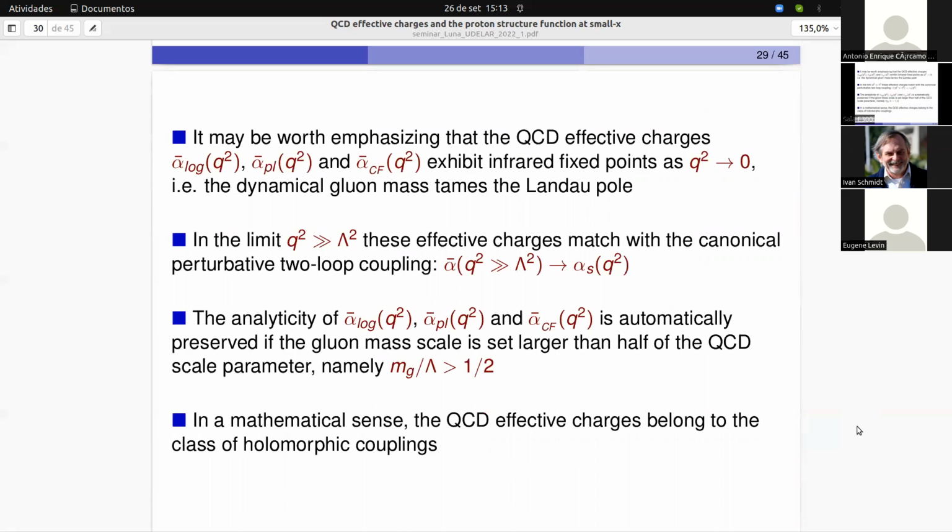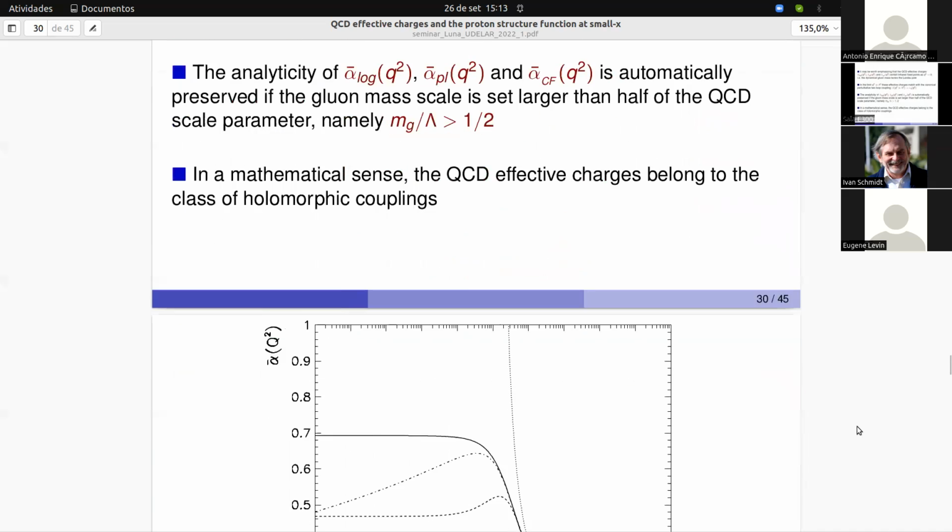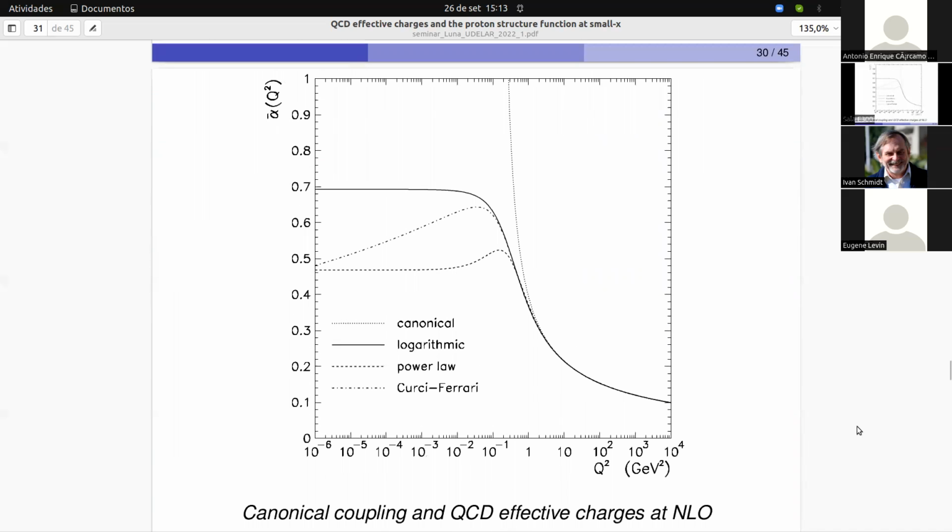Anyway, so now I'm just explaining the asymptotic behavior of the coupling, okay? Since the dynamical mass goes to zero at large momentum, the QCD effective charge is exactly equal to the coupling obtained from perturbative QCD. So you can see that this kind of QCD effective charge belongs to a class of holomorphic couplings, which are the couplings that people here in Chile are very competent in working with.